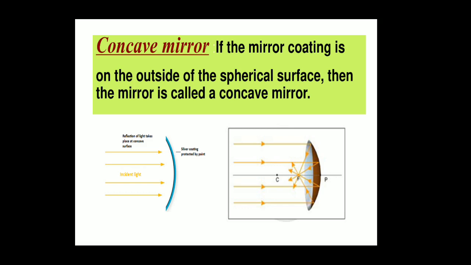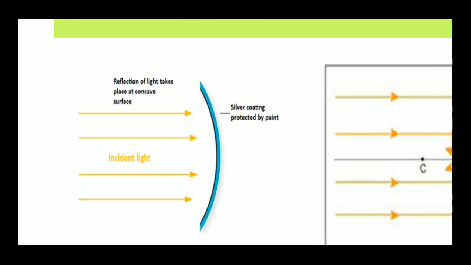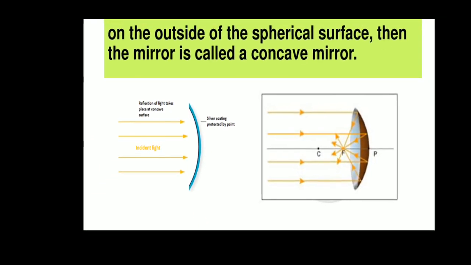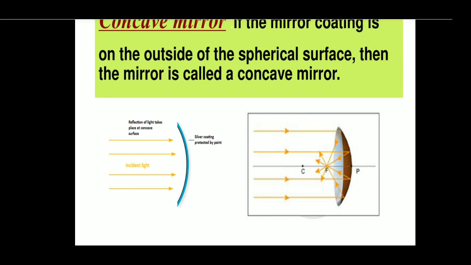One is the concave mirror. The mirror inside is polished and the outside is a rough surface. See, if the mirror coating is on the outside of the spherical surface, then the mirror is called a concave mirror. You don't need to draw more. You draw this much, it is enough. This diagram is more than enough to represent a concave mirror. Just a surface and the other side. I'll show it next class a little more in a different way.